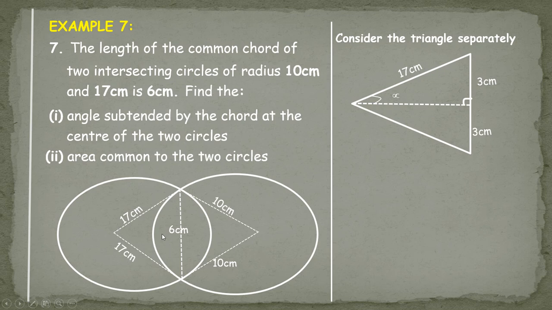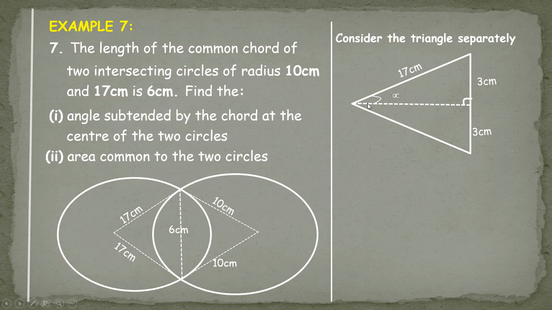Now, being perpendicular to this chord of 6 centimeters means that this side is 3 centimeters and this side is 3 centimeters, which we have indicated there. At this point we shall apply the knowledge of trigonometry. This is a right-angled triangle with hypotenuse 17, and the angle alpha is here. This one becomes the adjacent, and this side becomes the opposite.